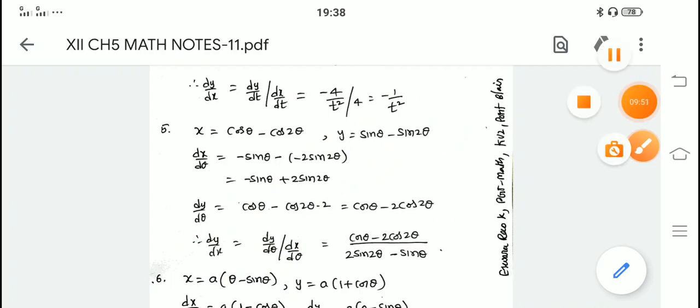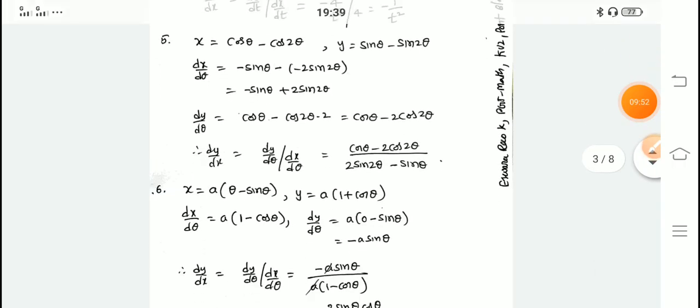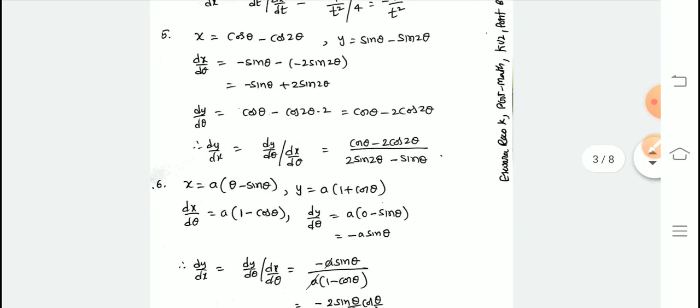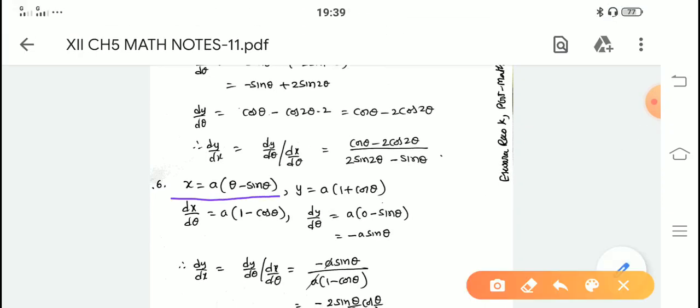The next question: x is equal to a into theta minus sin theta, y is equal to a into 1 plus cos theta. dx by d theta is equal to a into 1 minus cos theta, because theta derivative is 1, sin theta derivative is cos theta. So dy by d theta is a into, 1 derivative is 0, cos theta derivative is minus sin theta. So you get minus a sin theta.